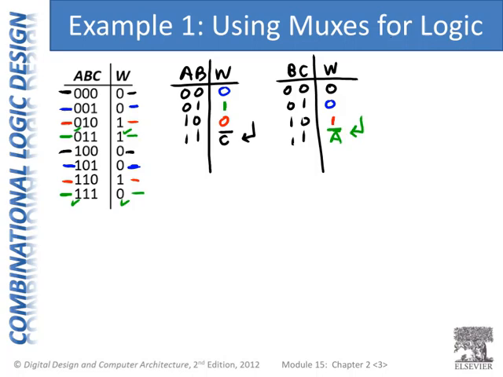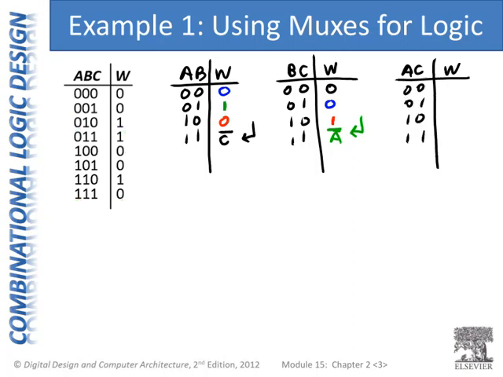So now let's try the final combination, A and C on the select lines. Now if A and C are 0, those are those two rows. Look at the output, and the output follows B. When B is 0, W is 0. When B is 1, W is 1. Okay, so we put B in our output.